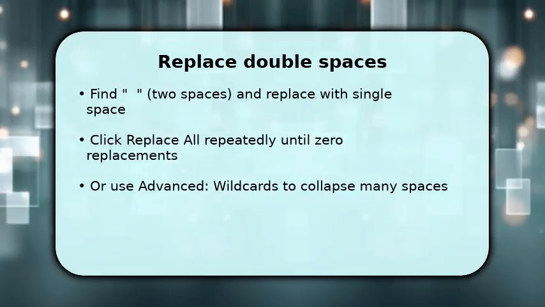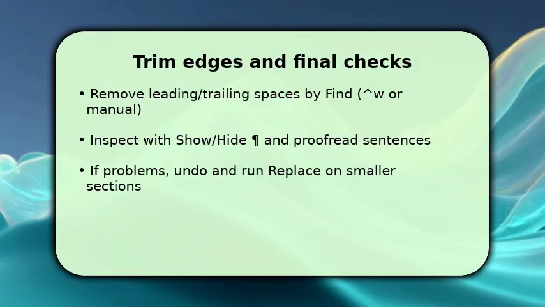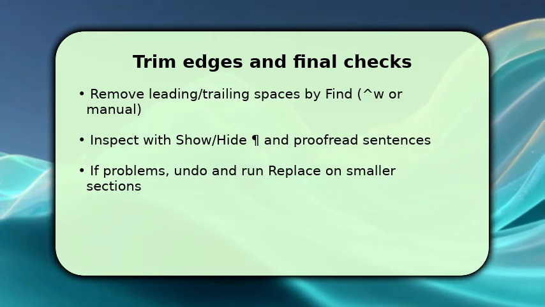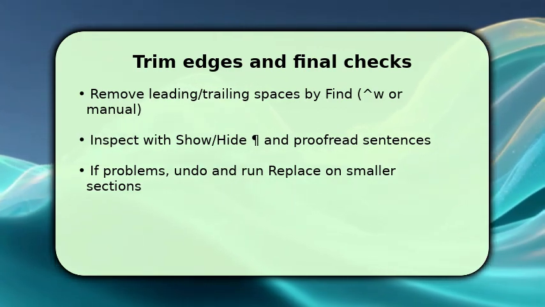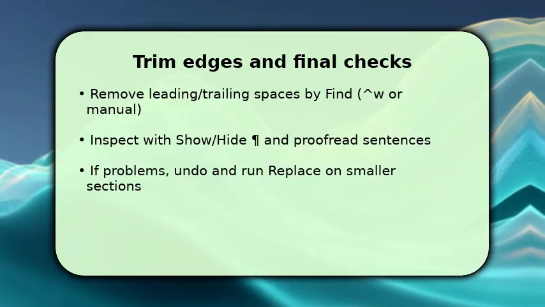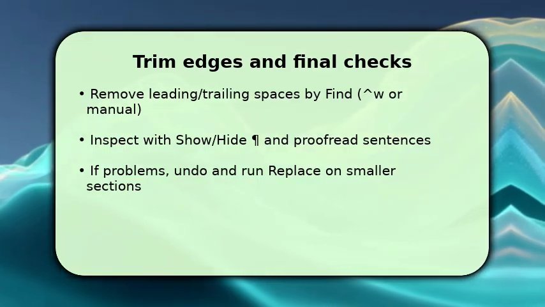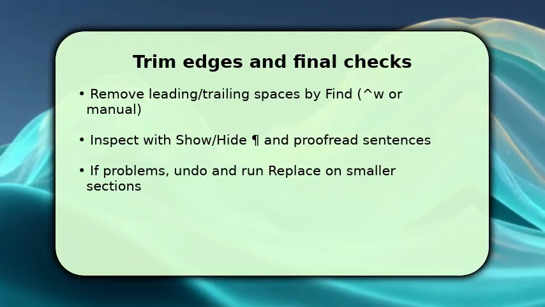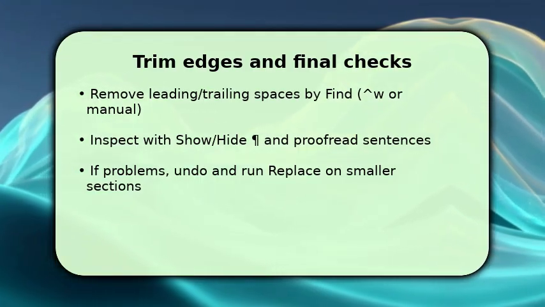Finally, remove leading and trailing spaces and validate results. Use Find, type a space at start of line or use ^w for white space when appropriate, and replace with nothing to trim line starts/ends, then scan the document with Show/Hide Paragraph on. Proofread sentences to catch formatting anomalies introduced by replacements.